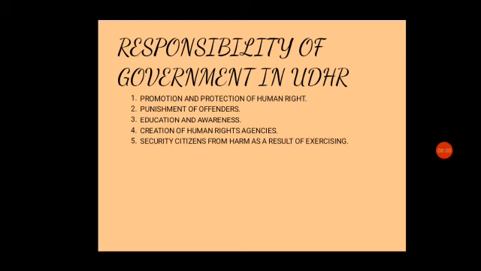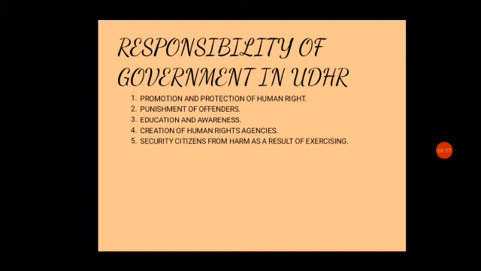2. We have punishment of offenders. The state shall conduct a prompt and impartial investigation by its agencies to ensure that an inquiry takes place whenever there is a reasonable ground to believe that a violation of human rights has occurred in any territory under its jurisdiction, and bring the culprits to book.